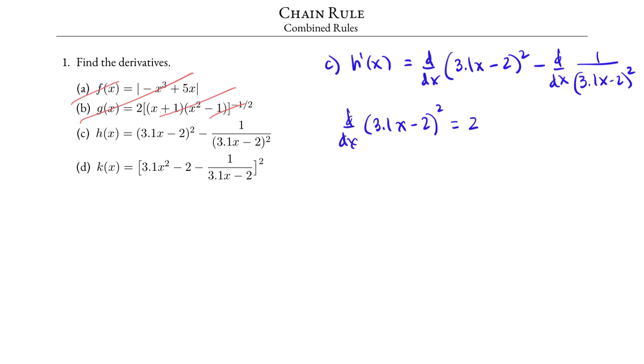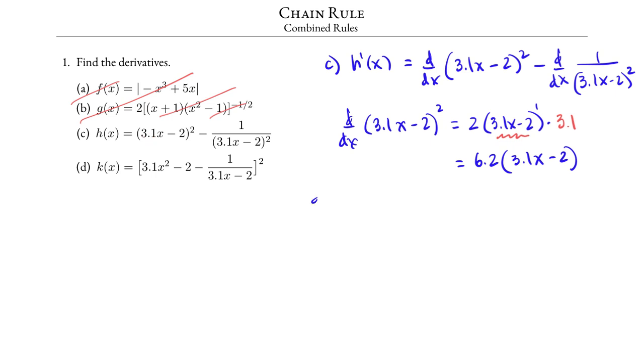We bring down 2, rewrite the inner function 3.1x minus 2, and lower the power by 1. 2 minus 1 is 1, but don't forget to multiply by the derivative of the inside function. The derivative of 3.1x is 3.1, and the derivative of negative 2 is 0, so we don't need to rewrite it. Simplifying this, we have 2 times 3.1 is 6.2 times the quantity 3.1x minus 2. And this is the derivative of the first term only.